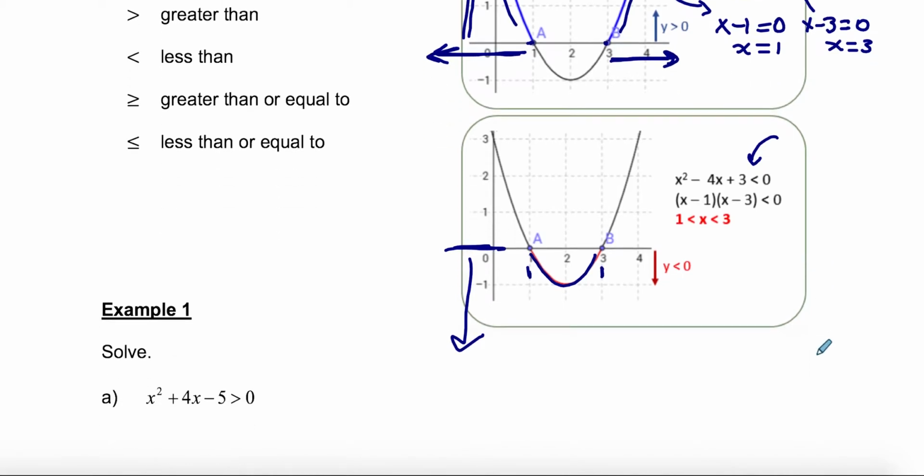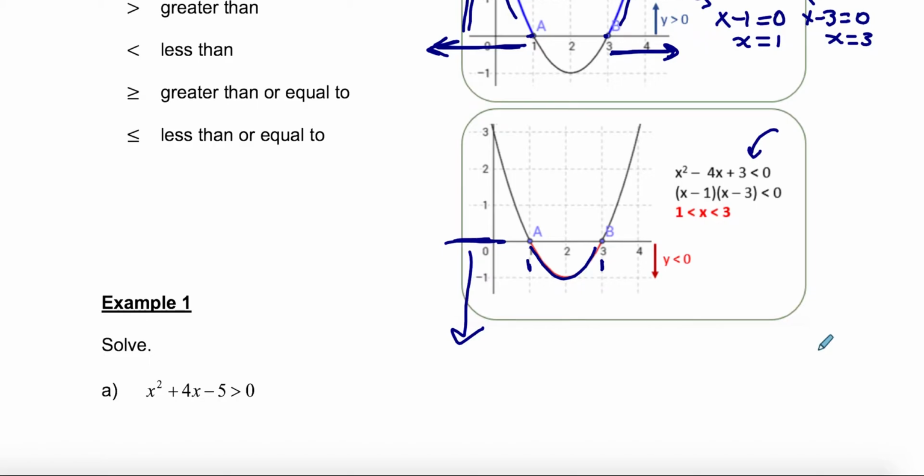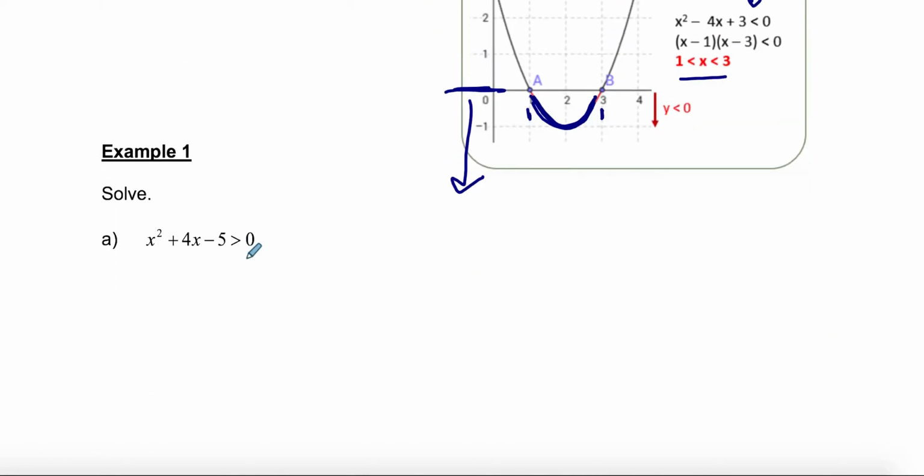So let's practice a few, and it's just kind of the terminology. There is some factoring still. What I need to do first is find the intercepts, so I do need to factor this. I need to find out what multiplies to give me negative 5 and adds to give me 4. I know that x plus 5 times x minus 1 would give me 5 times negative 1, which is negative 5, and 5 minus 1 is 4. So I still write this in the same way.